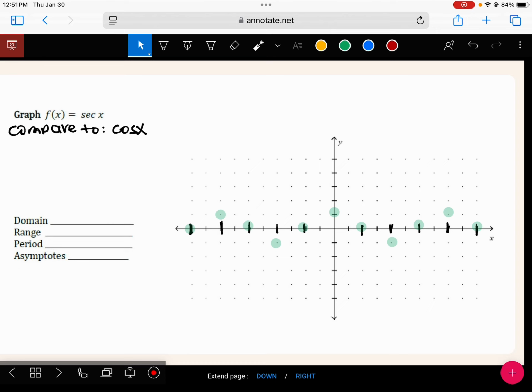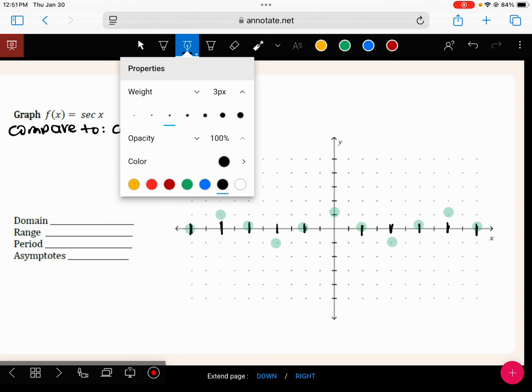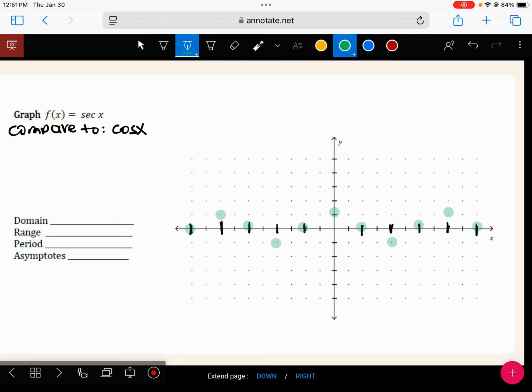But does everyone have the idea of their graph built? Like everyone has their dots placed? Okay. So now everywhere that there's a dot on the midline, you're going to draw a vertical asymptote. So a dotted line anytime that there's a dot on the midline.